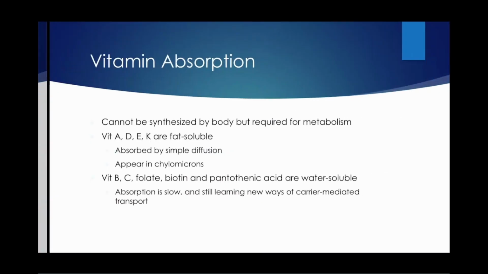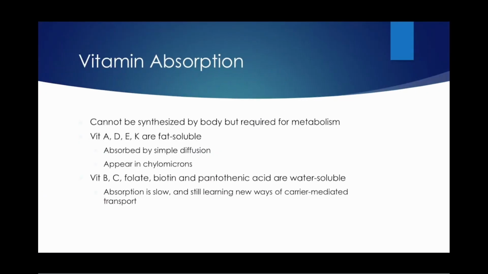Vitamin absorption. We can't really synthesize a lot of these, but the body requires them for metabolism. So we have to talk about vitamins. Vitamins A, D, E, and K are your fat-soluble vitamins. Okay, absorbed by simple diffusion because they're fat-soluble. They don't require anything else. And they appear in those chylomicrons, which are just smaller fat molecules.